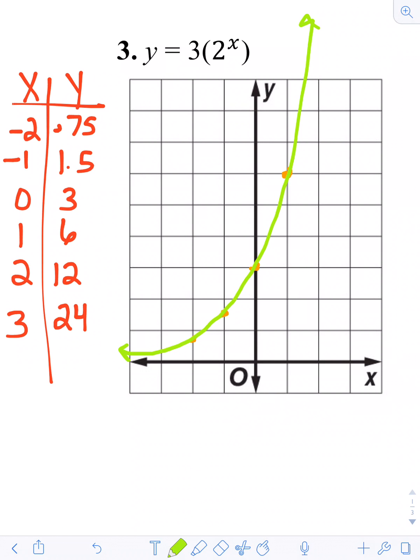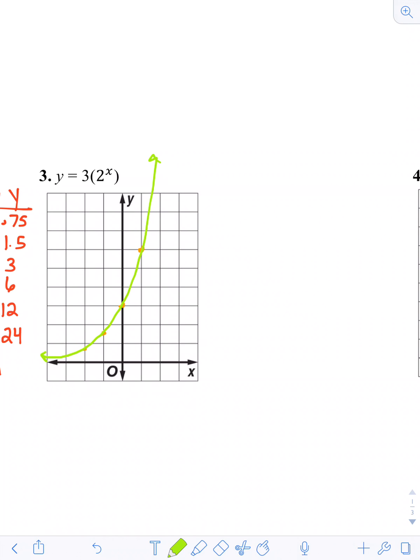And now what we're going to do is answer 3 questions. So the first one is the y-intercept. Your y-intercept, again, is where it crosses the y-axis. It crosses it up here, and that is at 3. So my y-intercept is at (0, 3).